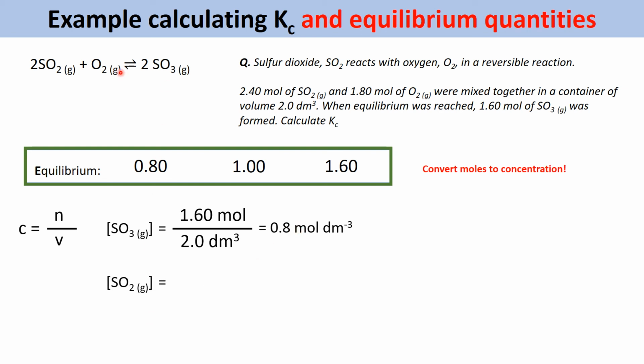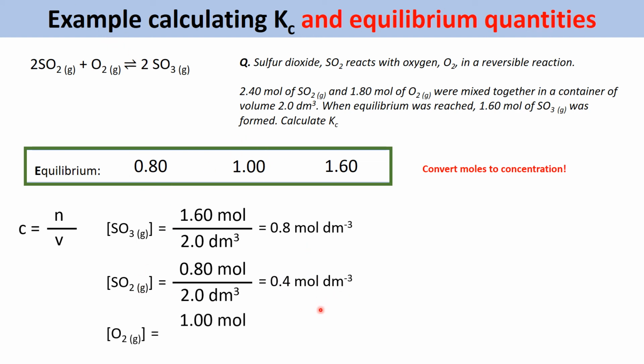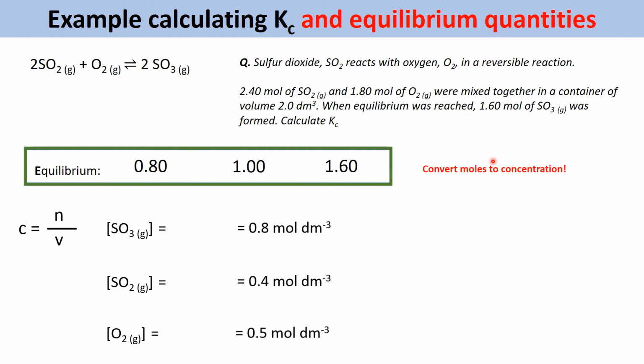Next up, SO2, which was one of our reactants. That was this one here. We have got 0.8 divided by 2, which gives us 0.4 moles per decimeter cubed. Finally, we're going to go with the oxygen, which we had 1 of, and we're going to have 1 divided by the 2, which gives us 0.5 moles per decimeter cubed. So now we've converted our moles to concentrations.